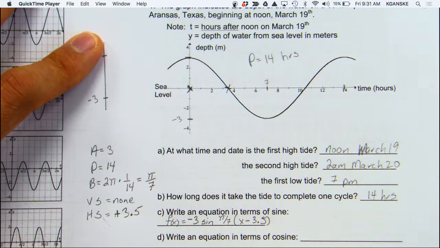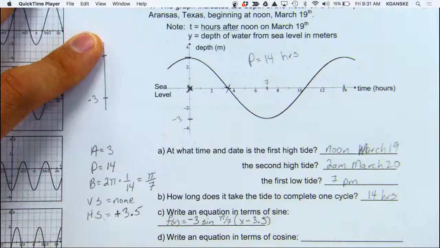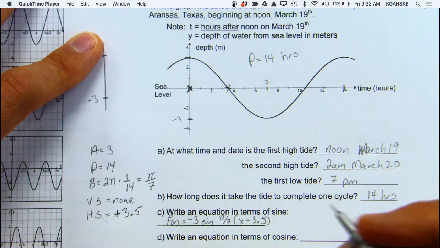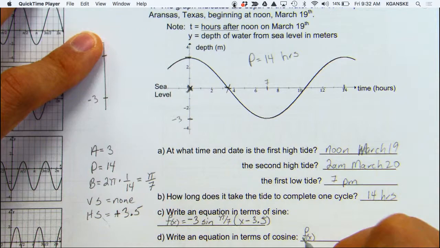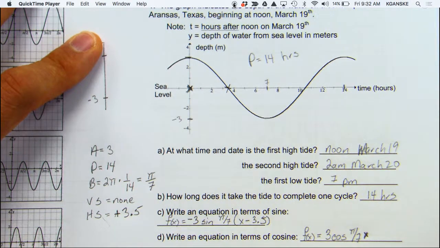And then write an equation in terms of cosine. I think the easiest one there is here, right? Everything's going to stay the same here, except for the curve and its orientation and the horizontal shift. So I'm going to go f of x is equal to positive 3 cos pi over 7 x. That's my equation, right?